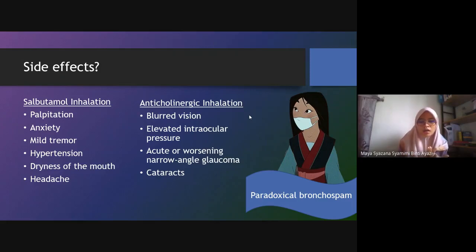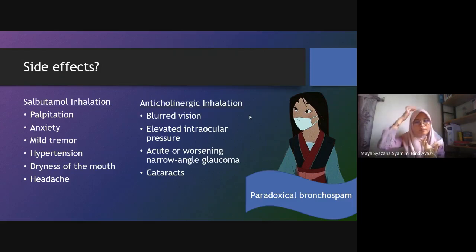So that's why with patients that need anticholinergic inhalation, we suggest a mouthpiece instead of a mask, because with a mask we have leakage to the surrounding, and then the leakage of the mist would go straight up and goes to the eyes. So that's why we prefer mouthpiece instead of mask in anticholinergic inhalation.